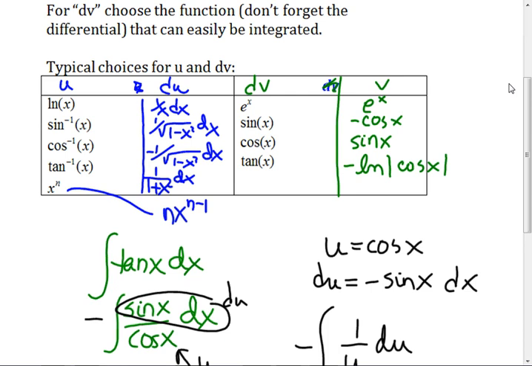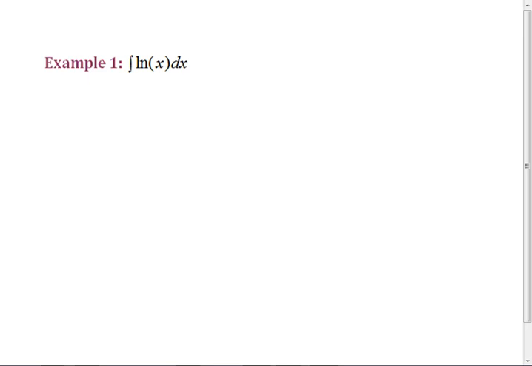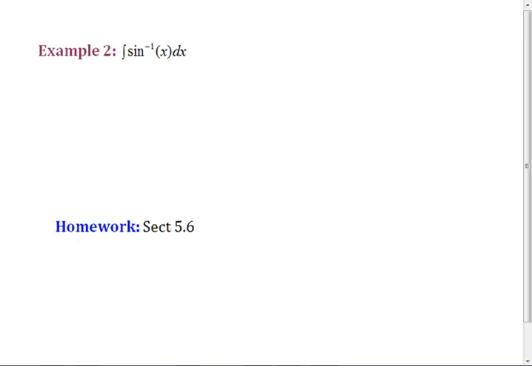So let's do a problem. You've got a bunch of problems to do. I did the log of x. Let's do a different one. How about that one? If you try regular u substitution, it's not going to work because you don't see the derivative of the inverse sine of x.